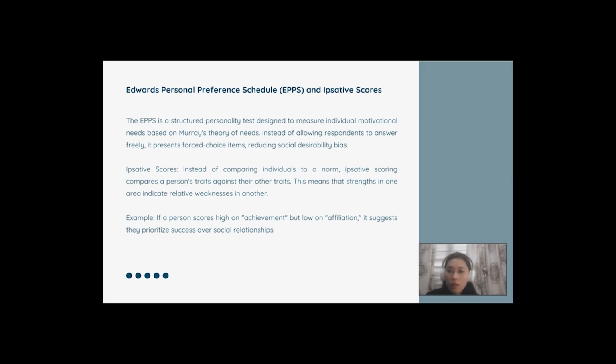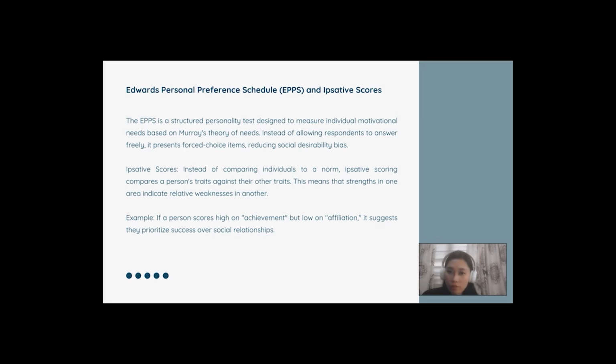The ipsative scores: instead of comparing individuals to a norm, ipsative scoring compares a person's traits against their other traits. This means that strengths in one area indicate relative weaknesses in another. Example, if a person scores high on achievement but low on affiliation, it suggests that they prioritize success over social relationships. Here is how it works.